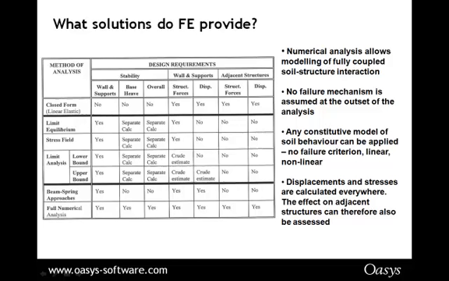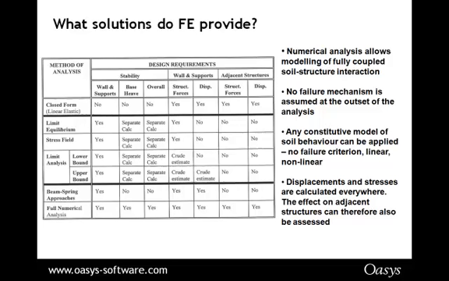This table shows the different types of analysis methods for different types of problems. So as you can see, you've got a limit equilibrium, a limit analysis, a beam spring approach, a full numerical. And for the limit equilibrium, limit analysis, and beam spring, we're not able to calculate all these necessary problems. So for example, with stability, you've got wall supports, base heave, and the overall stability. You've got the strut forces, and you've got adjacent structures.